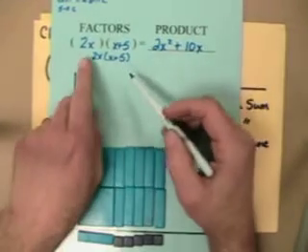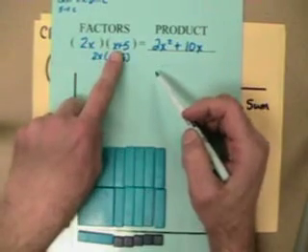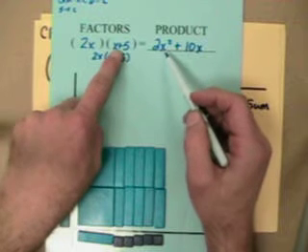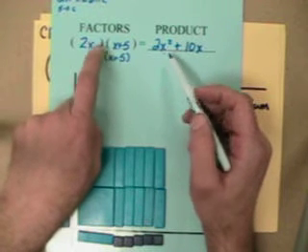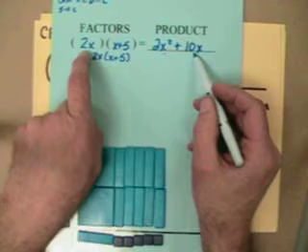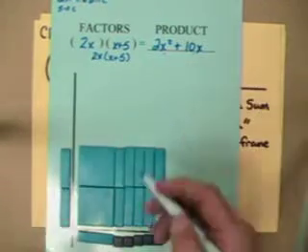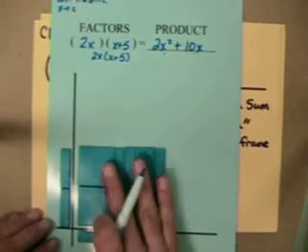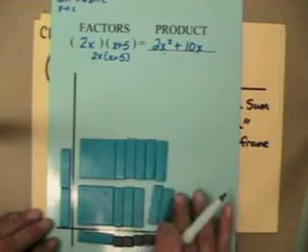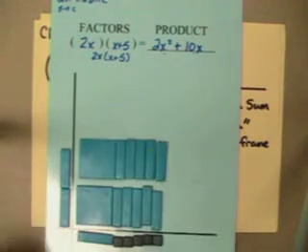Look at these numbers right here, 2x and x. What do you think 2x times x is going to be? 2x squared. What's 2x times 5? 10x. Or in other words, I have 2 of these sections.